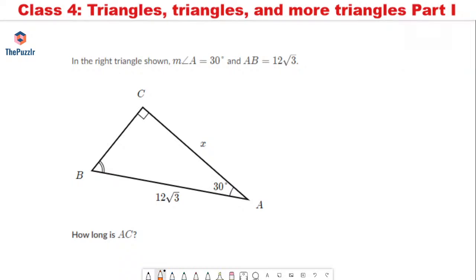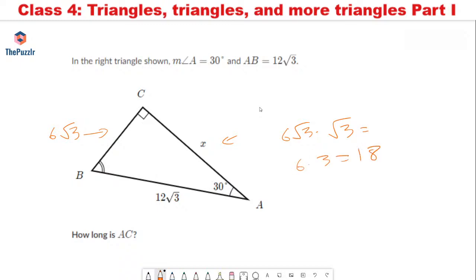So we have that BC over here. BC is equal to half, right? That's very important. BC is equal to half of AB. So BC is equal to 6 square root 3, right? Because that's how it works. The side opposite the 30-degree angle is half the side opposite the right angle. And this right here is 6 root 3 times root 3, which is 6 times 3 equals 18.